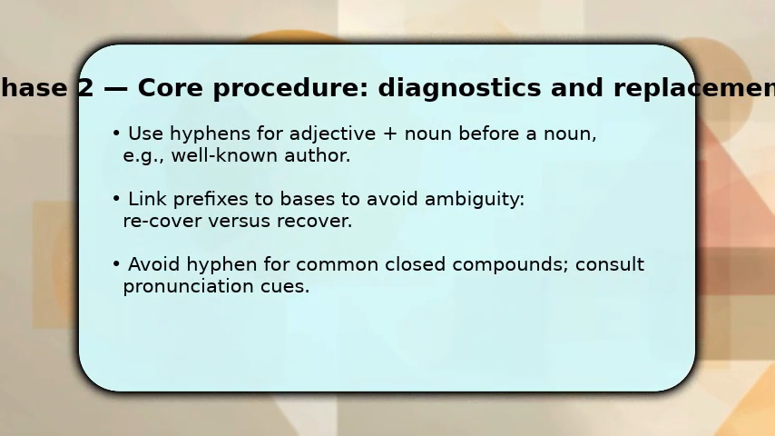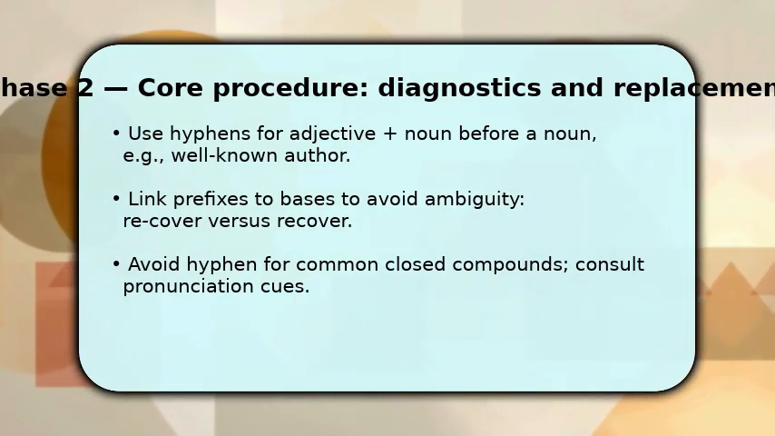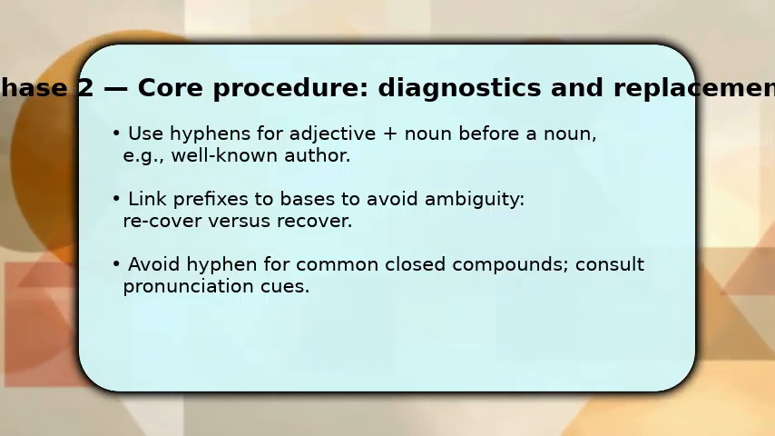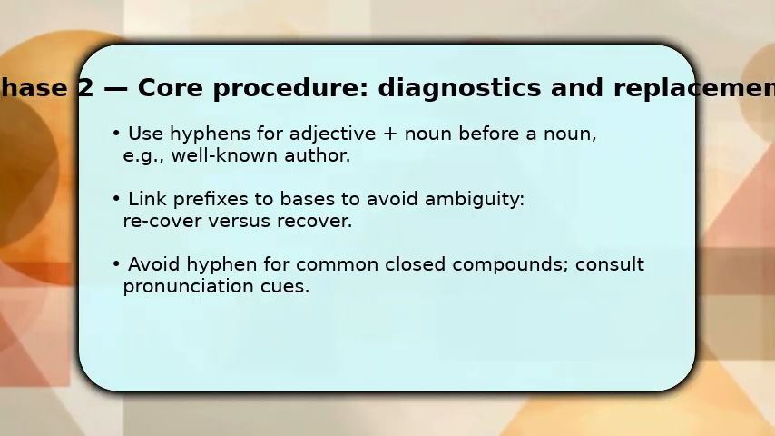You now apply hyphenation rules step by step. Start with adjective plus noun modifiers placed before a noun, hyphenate to signal a single idea. Next, use hyphens to prevent misreading with prefixes, especially re, co, and all.